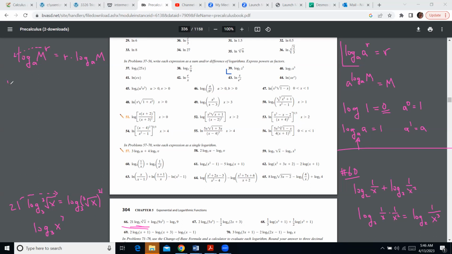So let me write down this exercise number 66, whose first term is logarithm base 3 of x to the 7th power.